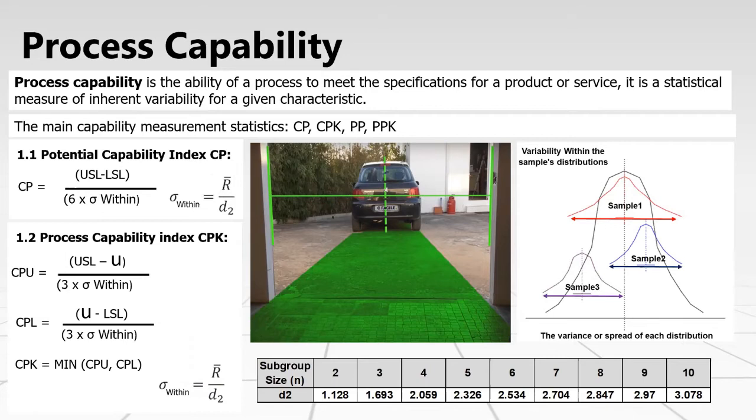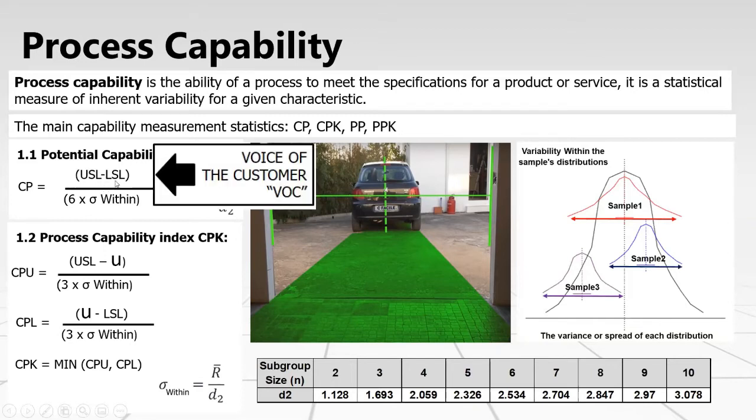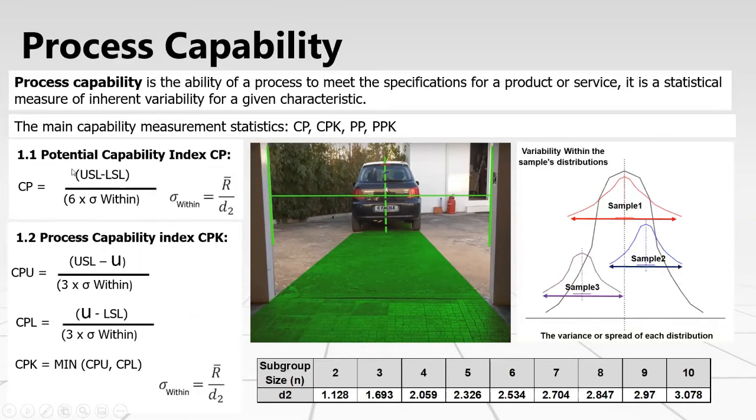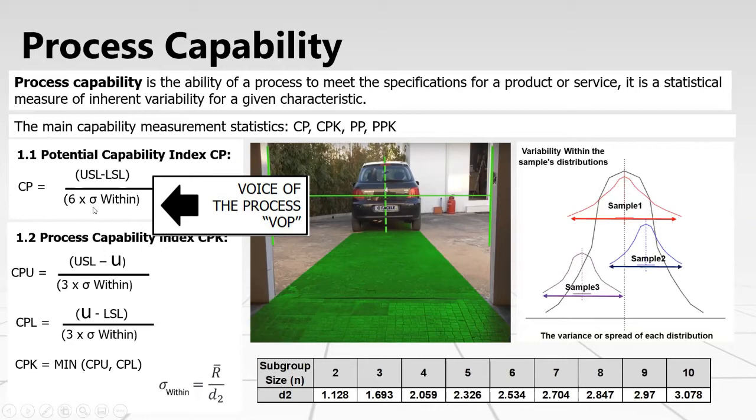Now, let's see the main statistical indices that measure the process performance and the process capability. The first one is known to be the potential capability. From the formula, we can see in the numerator the upper specification limit minus the lower specification limit, which is known to be the voice of the customer, because the specification limits are mainly defined by the customer. While in the denominator, we have 6 multiplied with the standard deviation within.